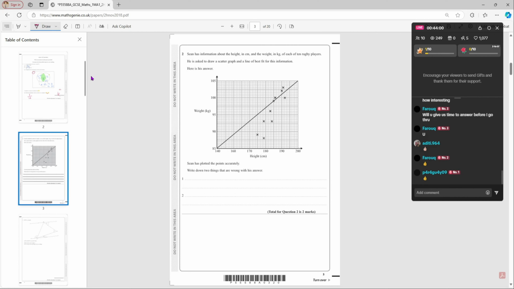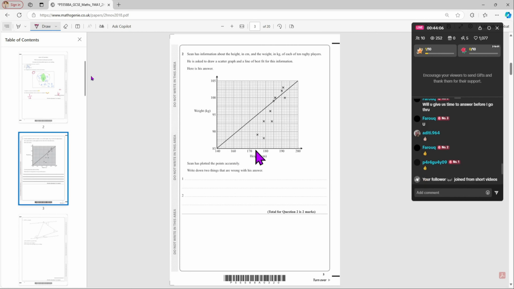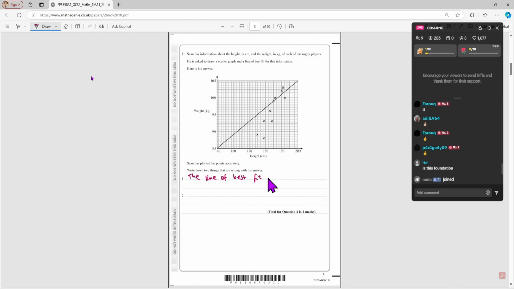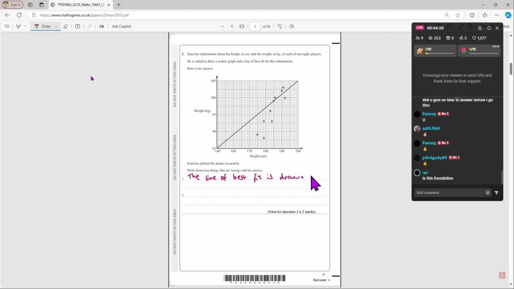So the first thing you can easily spot is that his line of best fit is drawn inaccurately. It's wrong. So the line of best fit is drawn incorrectly. That will be his first mistake.